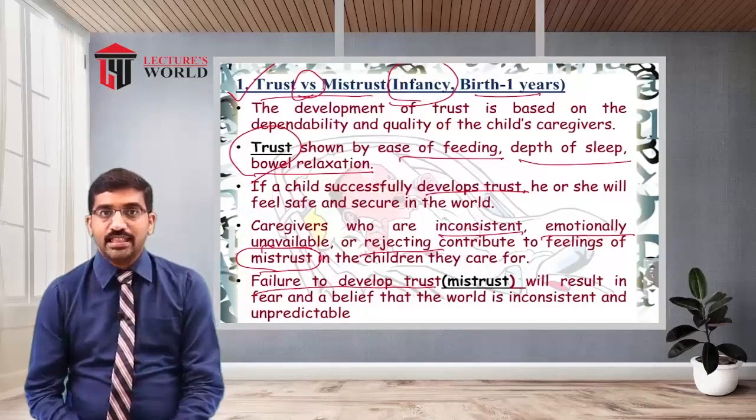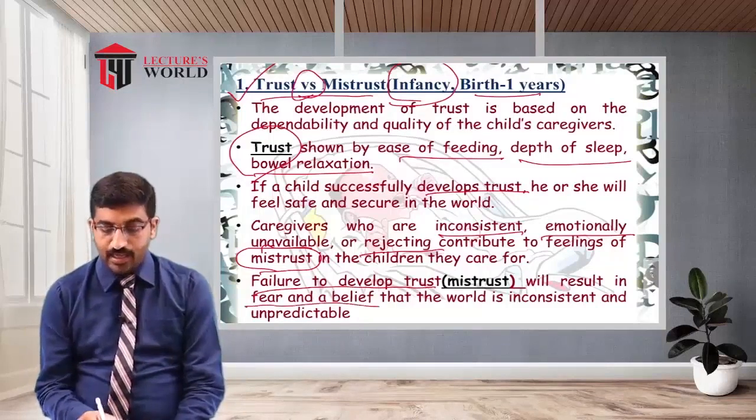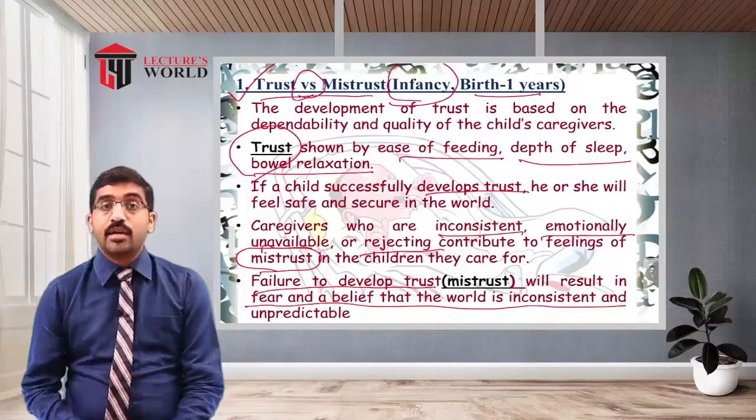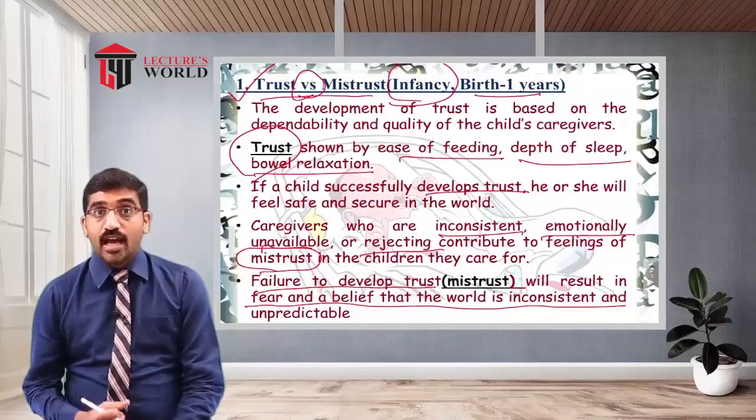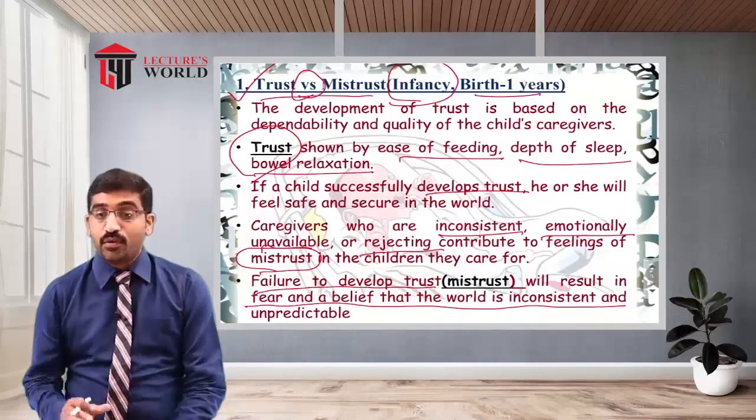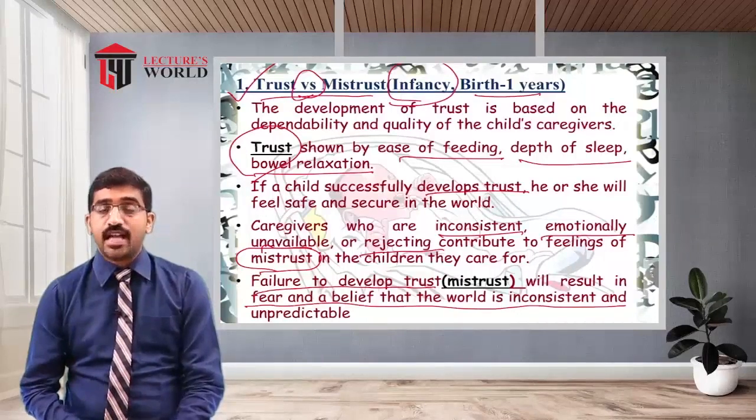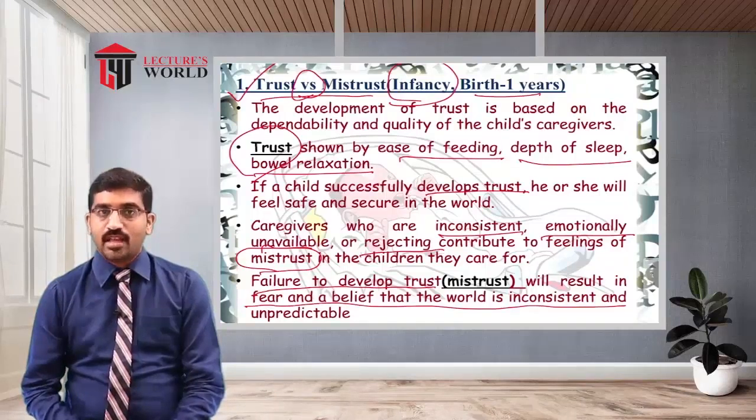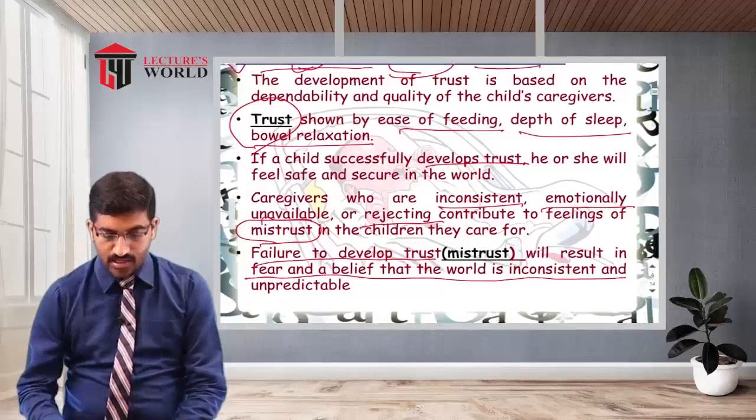What will happen if the child develops mistrust? They will have fear and the belief that the world is inconsistent and unpredictable. They will not think in that way, but they will feel that everybody is like that, because I should get care from my mother. Now mother is not near me, they'll start crying, they will search for mother. They will try to crawl over the floor, they will throw temper tantrums, everything, but still they feel that I am not able to develop trust with anybody. So that negative attitude, negative psychosocial attitude can develop if trust is not followed. So that is why trust versus mistrust. This is the first stage.